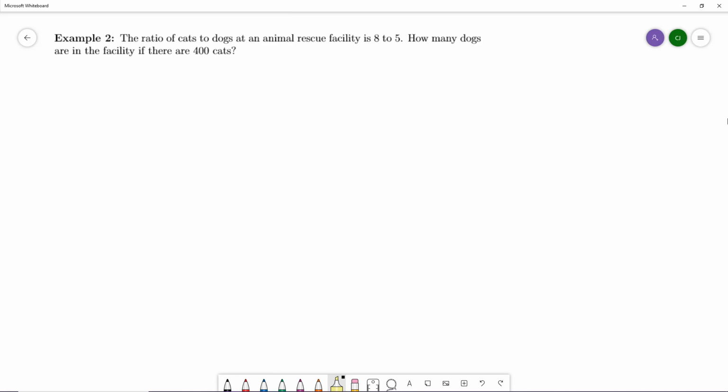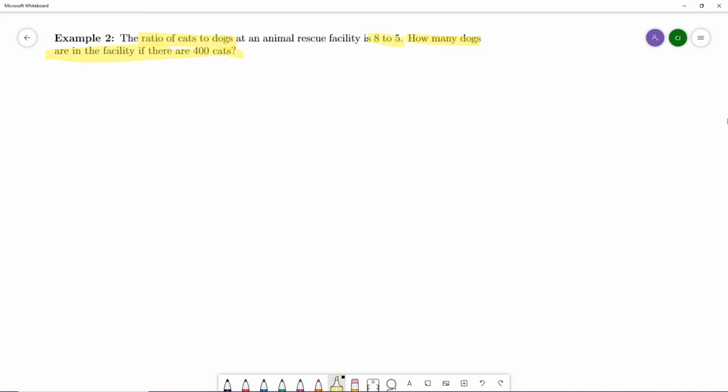So let's see. The ratio of cats to dogs is 8 to 5, and this is normally respectively. So that means for every 8 cats they have 5 dogs. Right? And so what is our question? Our question is how many dogs are in the facility if there are 400 cats?